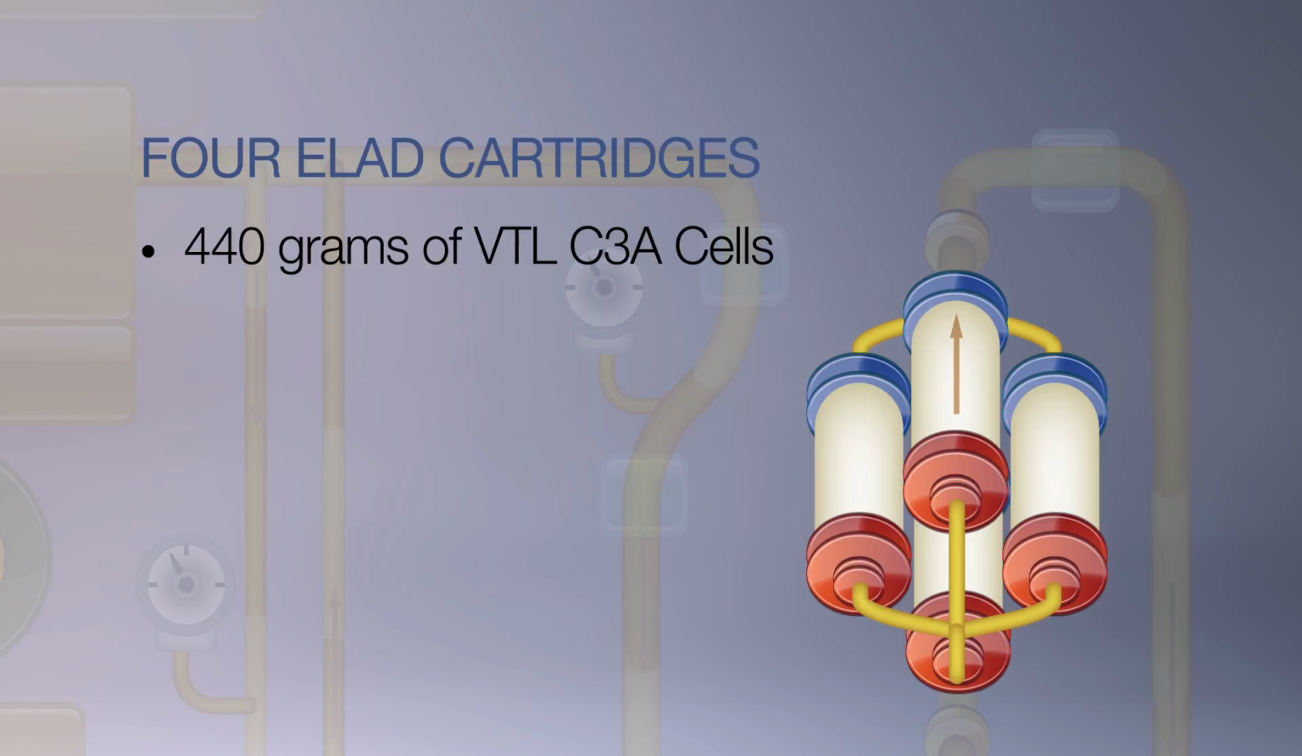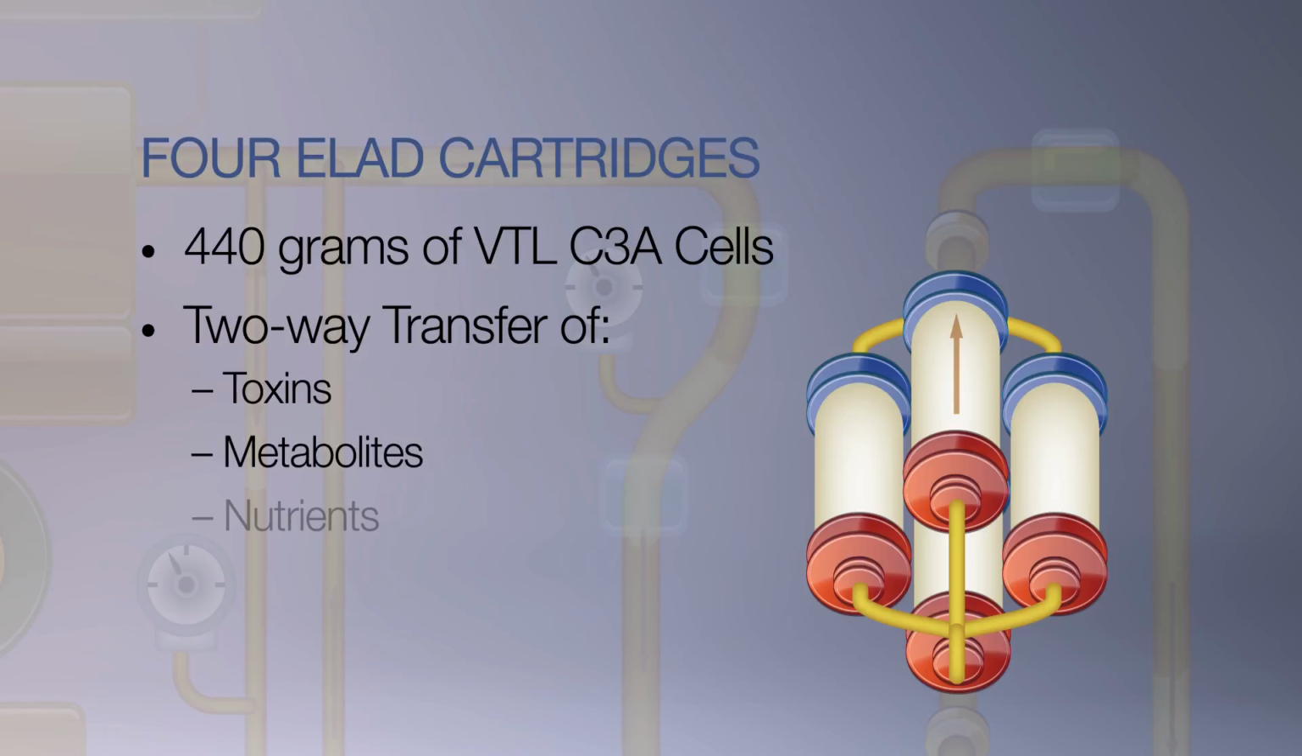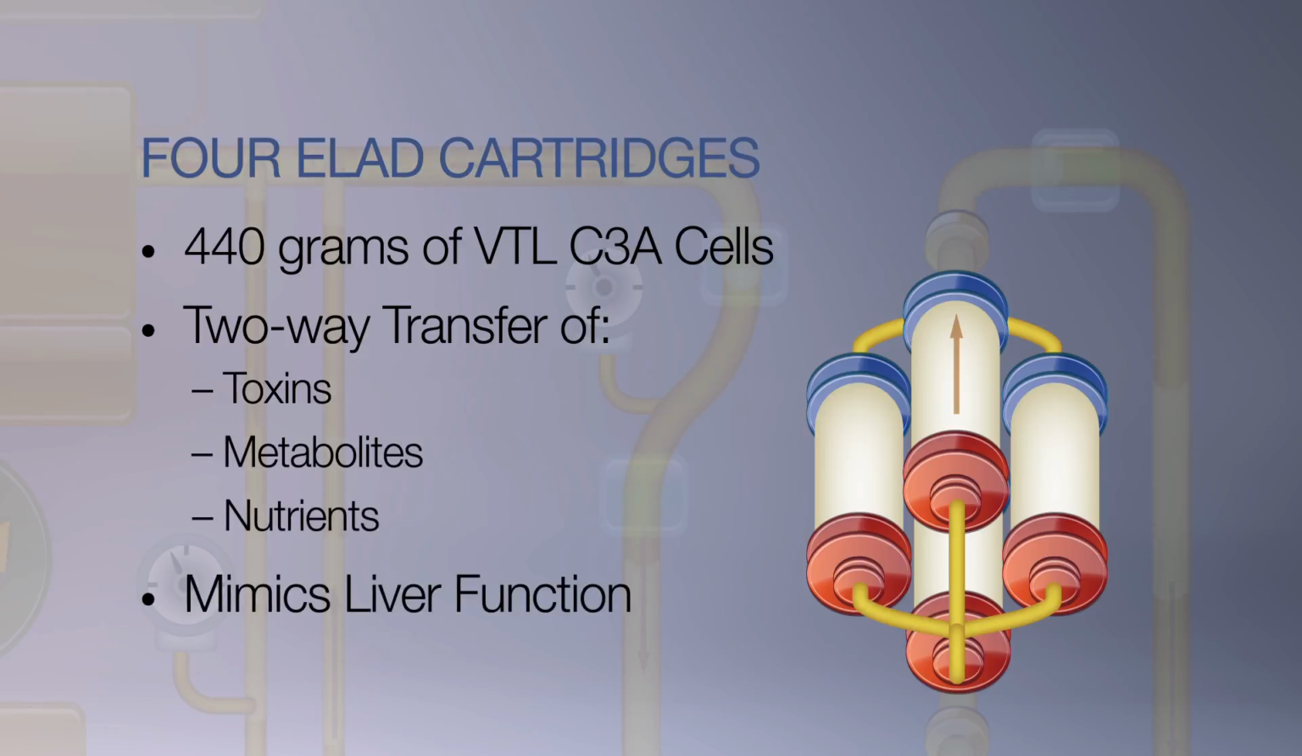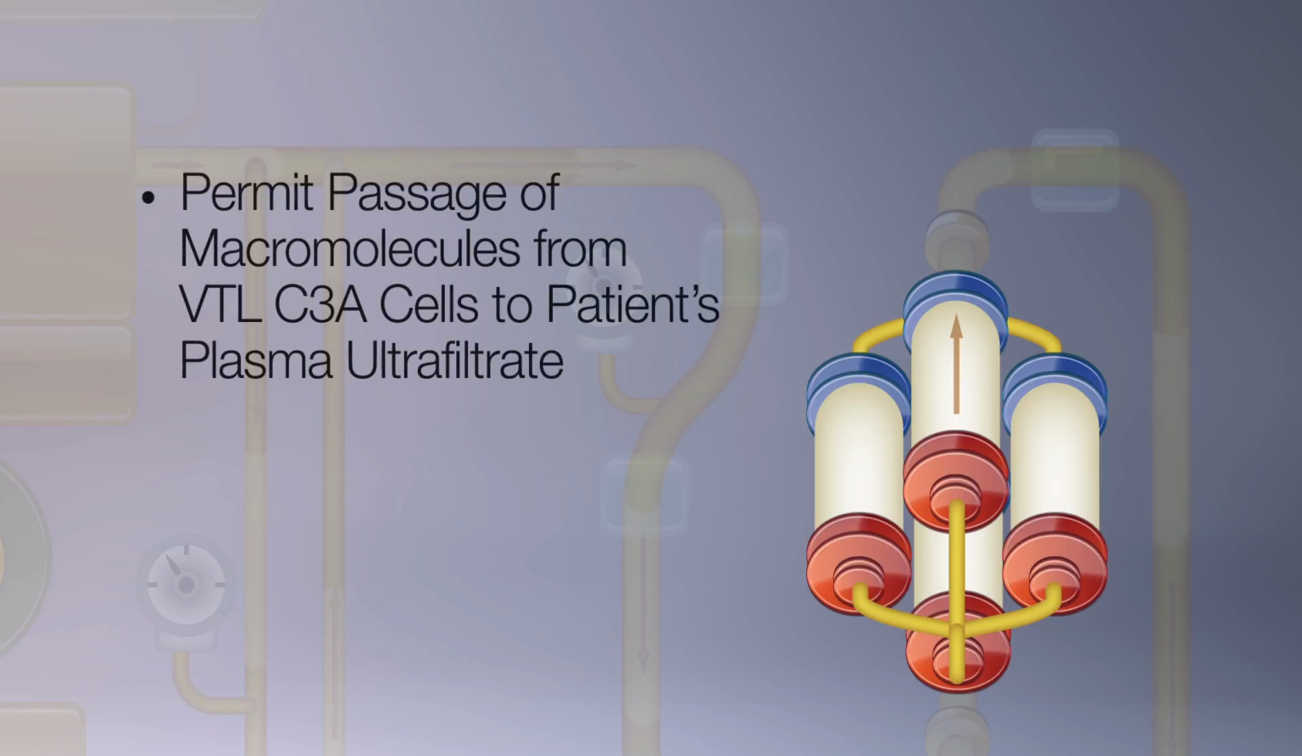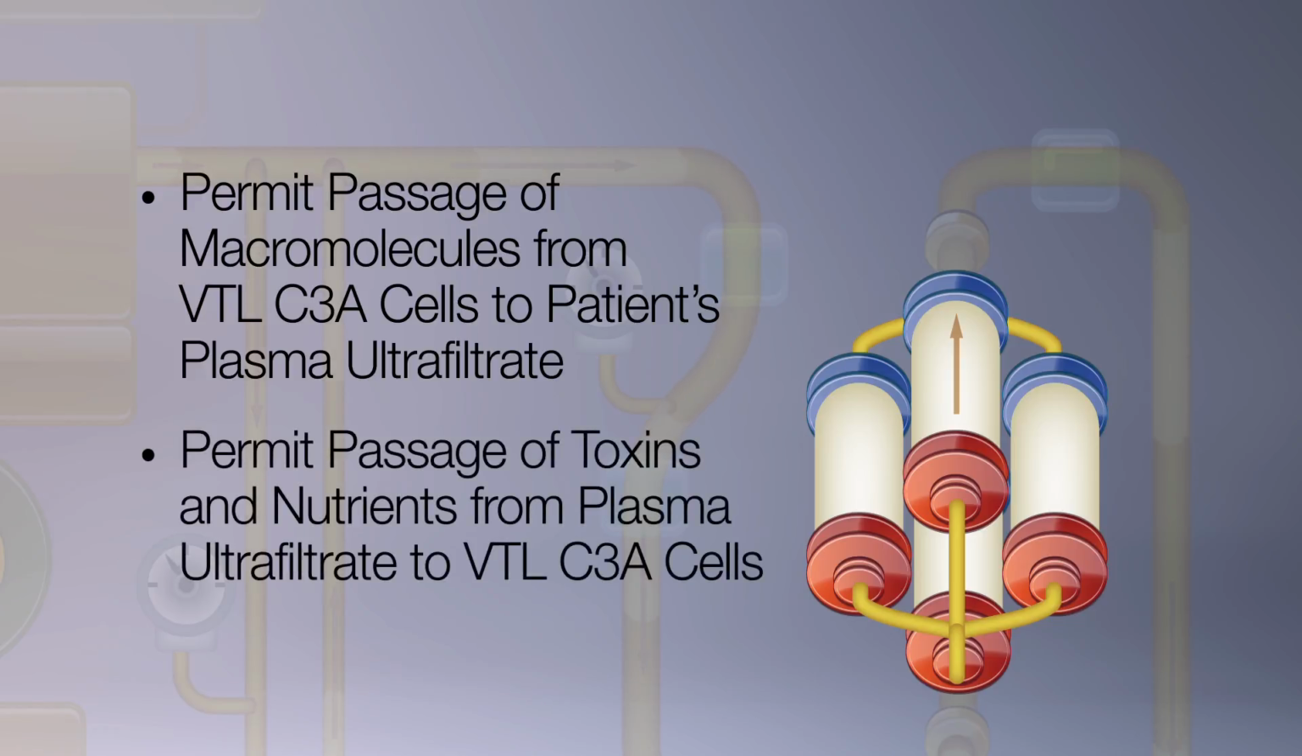The patient's plasma ultrafiltrate then passes into the 4 ELAD cartridges, which collectively contain approximately 440 grams of VTL-C3A cells. It passes through hollow fibers which allow appropriate two-way transfer of toxins, metabolites, and nutrients, mimicking liver function. The fibers, made from a semi-permeable membrane, permit passage of macromolecules from our VTL-C3A cells to the patient's plasma ultrafiltrate. At the same time, these fibers permit the passage of toxins such as bilirubin and nutrients such as glucose from the plasma to our VTL-C3A cells.